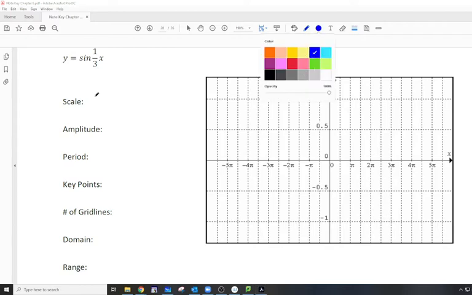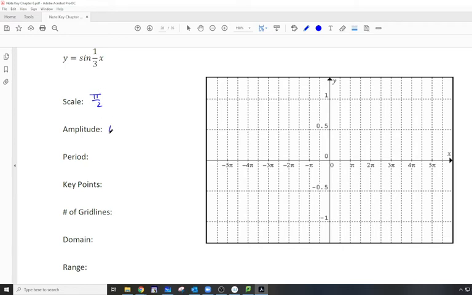Okay, so the first thing is the scale. Well, this graph has a scale of between 0 and pi, right? There's 2 grid lines, so my scale is pi by 2. So when I'm asking scale here, it's just the scale of the given grid. On a test, I will tell you the scale to use.